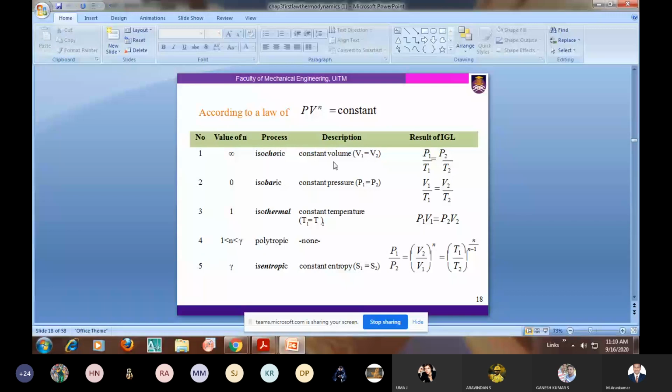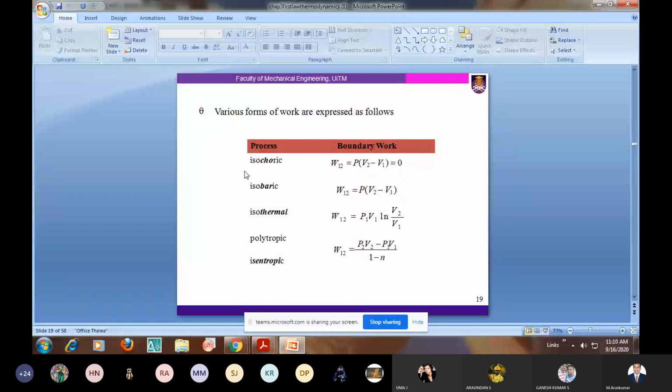So there is constant volume, so V1 will be equal to V2. Then we know the ideal gas equation, that is P1 by T1 is equal to P2 by T2. So these we already discussed and derived. Just take a quick look at this table. You can compare the graph with this table.